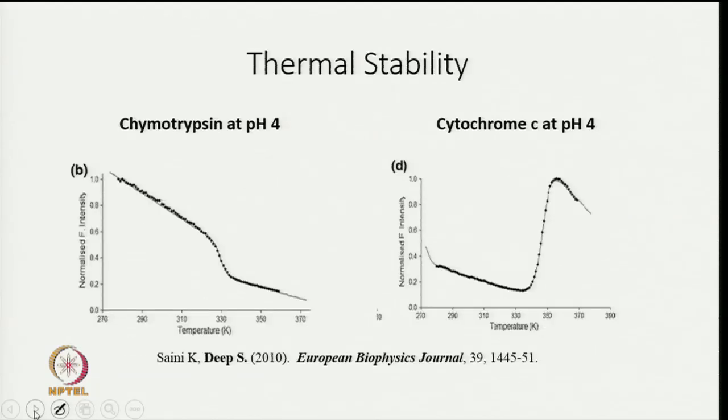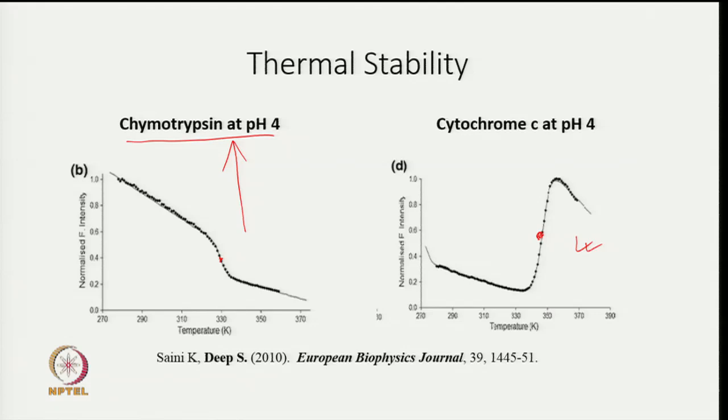So, these are two different proteins and their thermal stability profiles. The first profile is of chymotrypsin at pH 4. If I increase the temperature, this is the way your denaturation profile will look, and your Tm is somewhere at this point, and so you can calculate the Tm of chymotrypsin at pH 4. This is for cytochrome C at pH 4, and here Tm is around this temperature, and so I can also know the Tm for cytochrome C at pH 4.